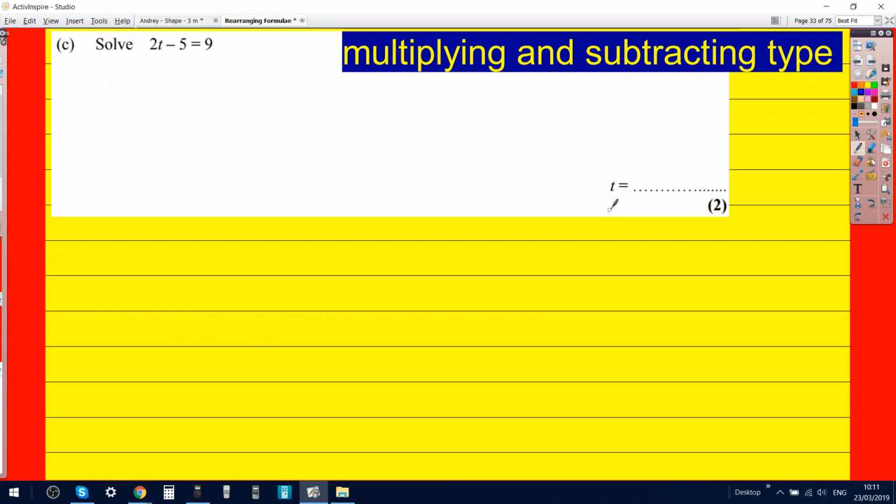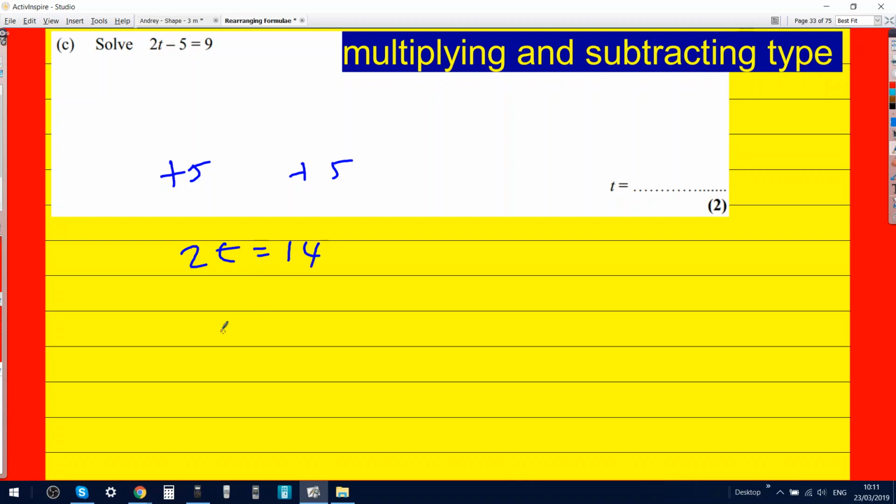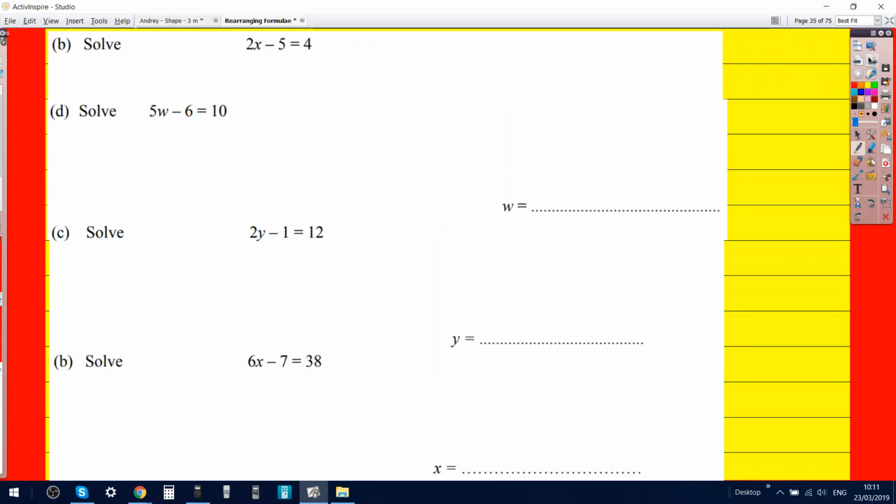This one. So would you add 5 onto it? So it'd be 9 plus 5. That would be 14. So that will leave you with 2t equals 14. Then you divide it by 2. So 14 divided by 2 is 7. Well done. Fine.